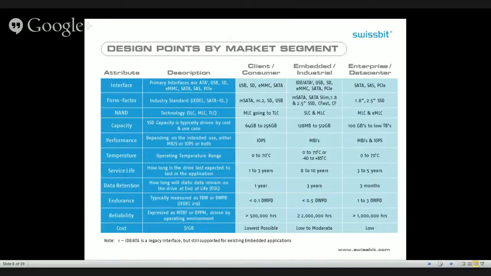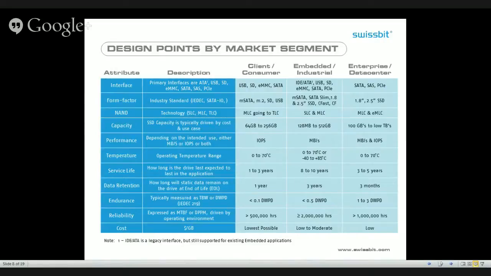In client, it's all about IOPS or random access, being ready to go right away. It's not as much about data performance or sustained bandwidth. In the enterprise, it's a mix of both. And in the embedded, it's mostly megabytes per second in the throughput that the applications are concerned about. We've already spoken to the temperature of 0 to 70 and -40 to +85 for embedded applications. The service life, again, is highlighted here.